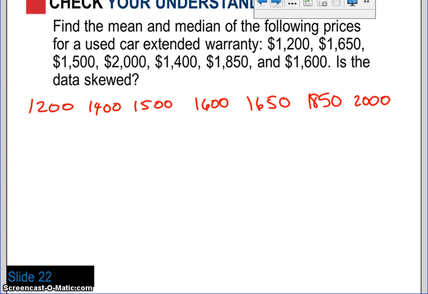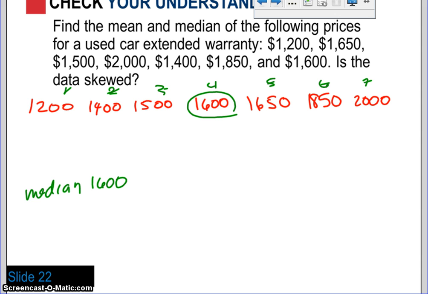And now I look at it, I notice that I have 1, 2, 3, 4, 5, 6, 7 pieces of data. So in my opinion, the median is always the easier one to find, so let's do that first. And I find that my median is 1,600. So now let's find out what the mean is by adding all of these values together. We know there are 7 of them, so we're going to divide this by 7.